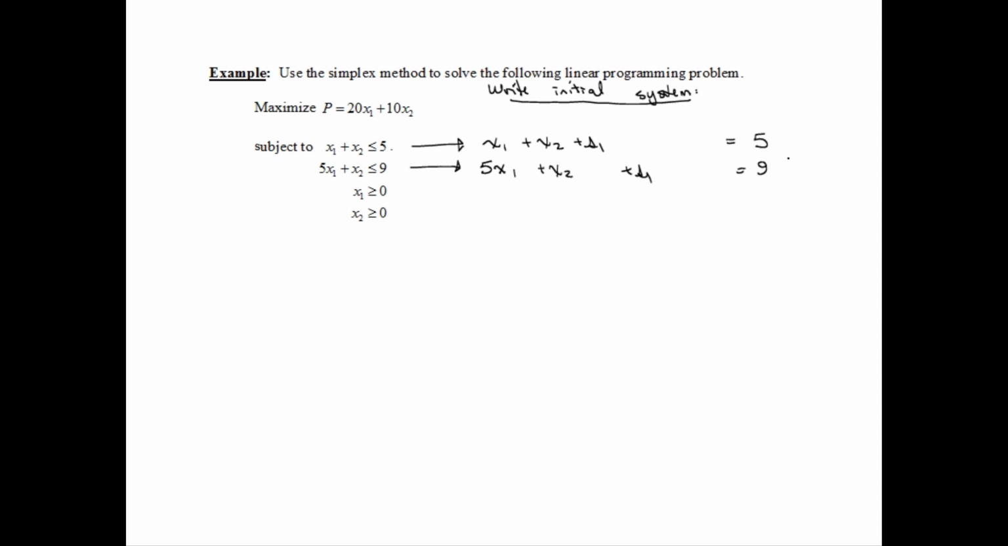Now we will rewrite our objective function by subtracting the terms with the decision variables from both sides. That will put me with negative 20 x1, negative 10 x2 plus p equals 0. And of course, in our initial system, x1, x2, s1, and s2, all of these are greater than or equal to 0. We use this system to write our initial simplex tableau.